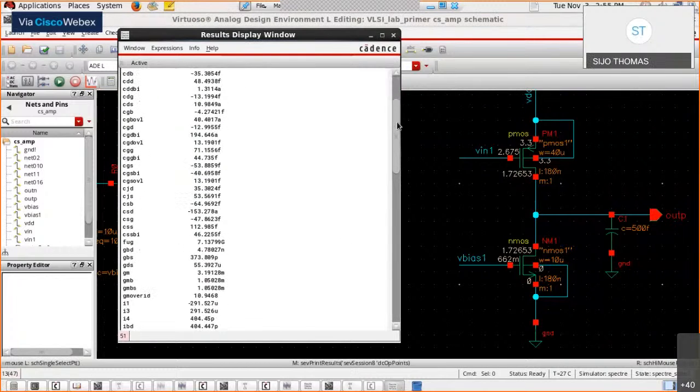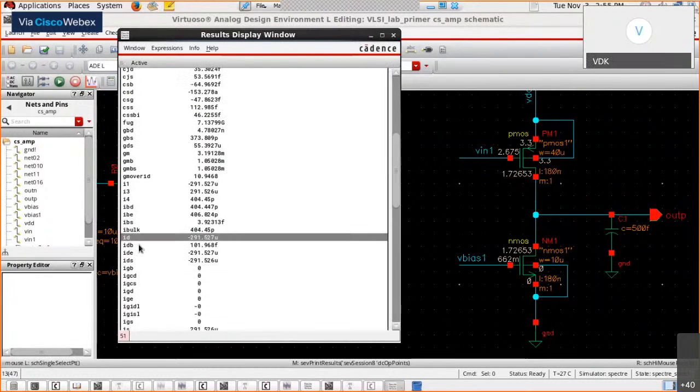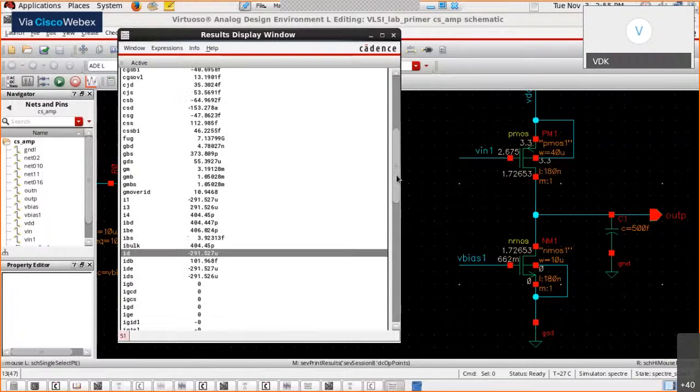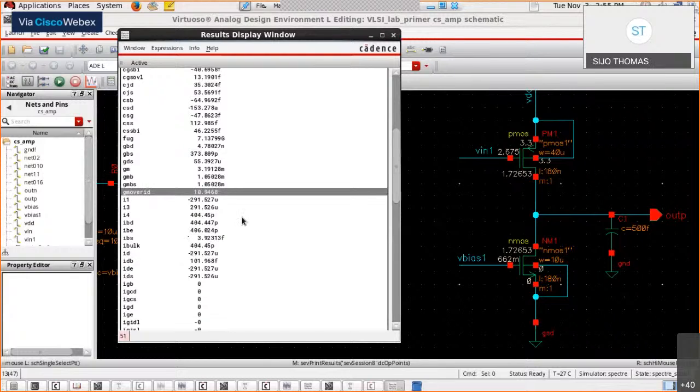Just look at what is ID. Okay, slightly reduced. Fine. Then look at what is GM over ID. It's 10.96, slightly higher. Fine. Look at what is GM. It is about 3 milli.